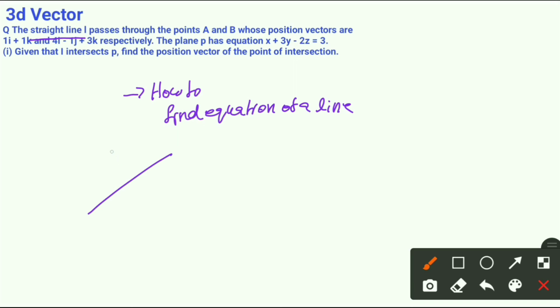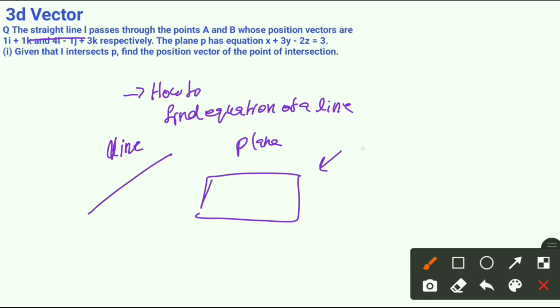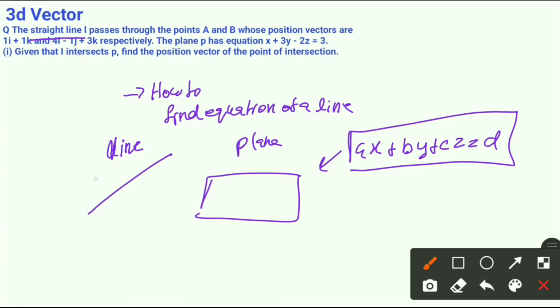And also you need to understand how to find the equation of a plane. This is the line, this is the line, and this is the plane. Okay, you need to understand how to find the equation of a plane. The equation of a plane could be written as ax plus by plus cz is equal to d. This is how you write the equation of a plane.